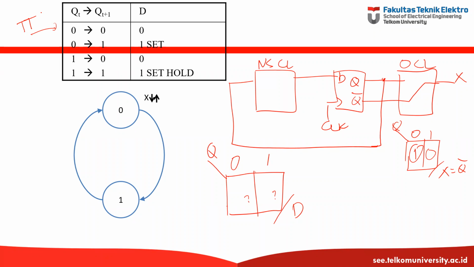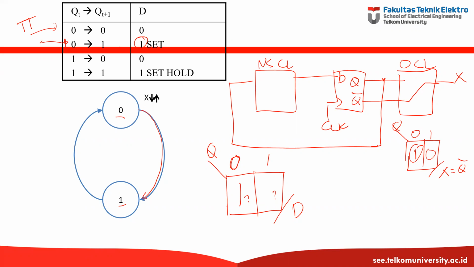Okay, now Q is 0. So that means we are here. The present state is 0. Now, clock, it will change to 1. So from 0, clock to 1. So this is the transition from 0 to 1. That will happen when D is 1. So D is supposed to be 1.